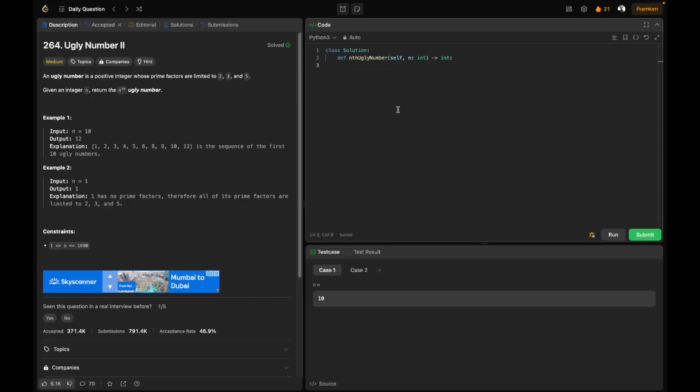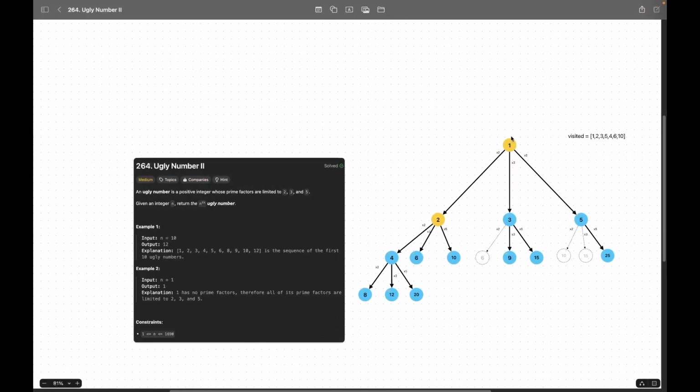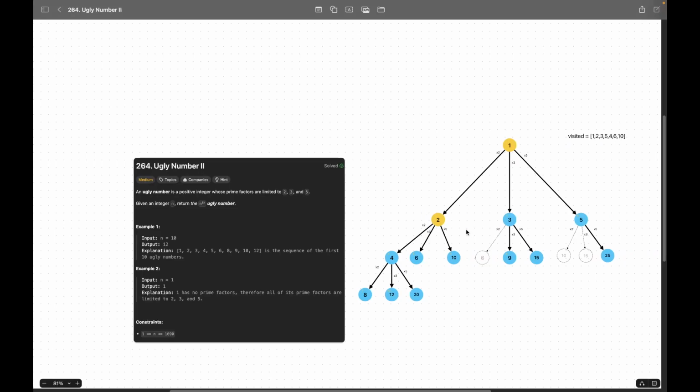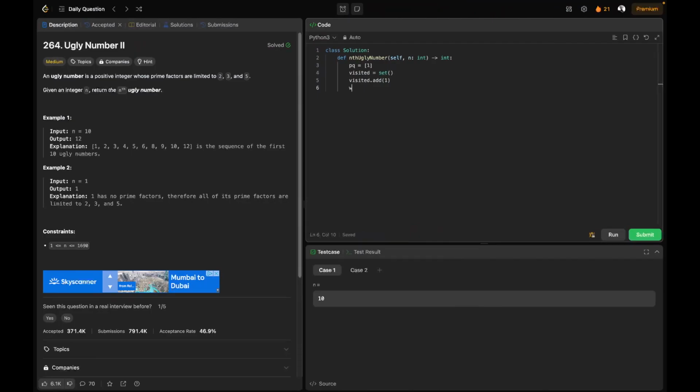Okay, so the first thing we want to do is make a priority queue, which will have 1 at the starting. Second thing, we want to maintain a visited set, so I'll maintain a visited set, and I'll do visited.add(1). Now, this is sort of recursive, so I'll do while True.